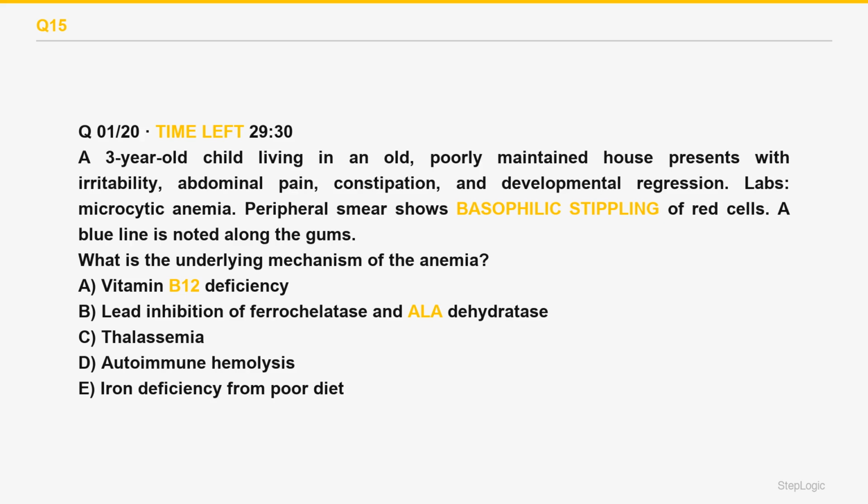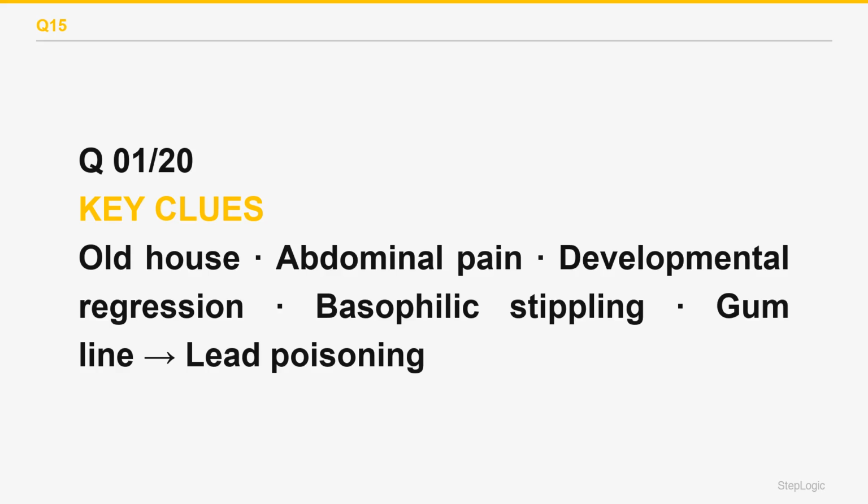Read the command. Mechanism of the anemia: old house, abdominal pain, developmental regression, basophilic stippling, gum line. Lead poisoning impairing heme synthesis. Lead poisoning, classically from old lead-based paint in young children, impairs heme synthesis.